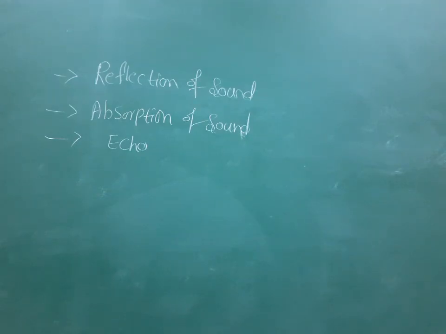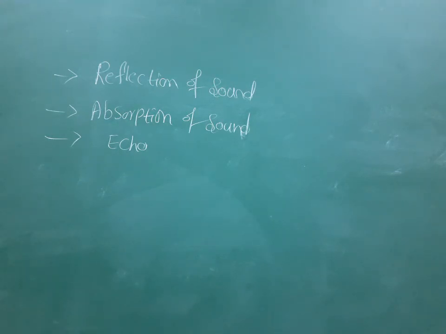So in today's class, students, we discussed reflection of sound, absorption of sound and echo. Reflection of sound means the bouncing back of the sound energy after striking a solid surface. Absorption of sound means when sound energy strikes the surface of any material and you can't hear that sound, the sound is absorbed. The important thing is that hard surfaces are very good reflectors and bad absorbers. Soft surfaces are bad reflectors and good absorbers of sound.